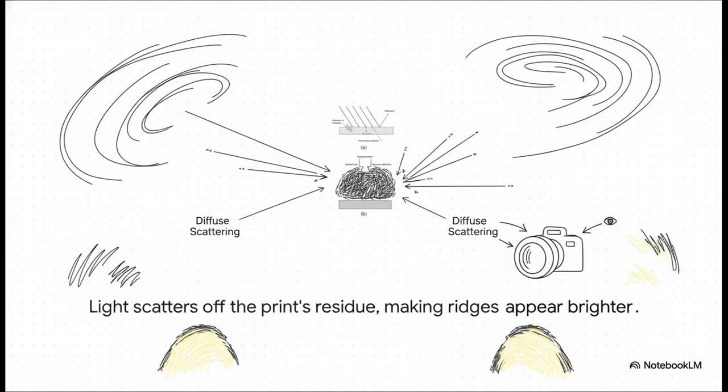Well, it's all about reflection. On a shiny surface, light hits the clean parts and bounces away from the camera in a straight line. That's called specular reflection. But when light hits the oily residue of the fingerprint itself, it scatters everywhere. And some of that scattered light goes right into the camera lens. The result? The fingerprint ridges appear way brighter than the background. It's just a beautiful, simple optical trick.